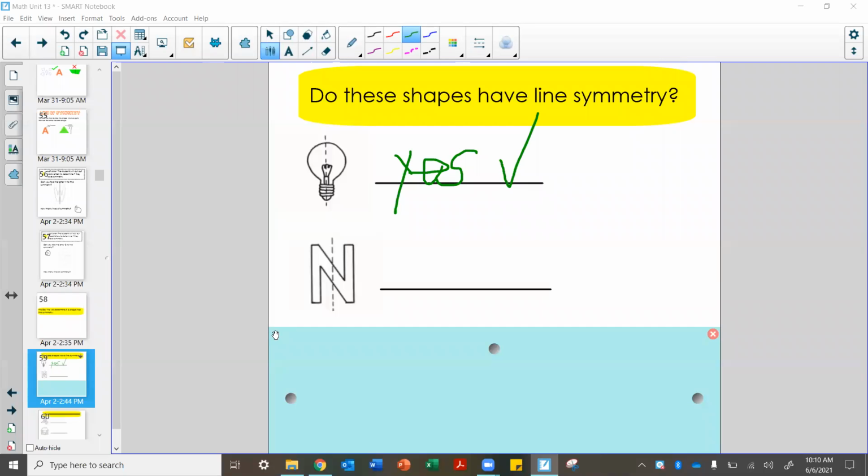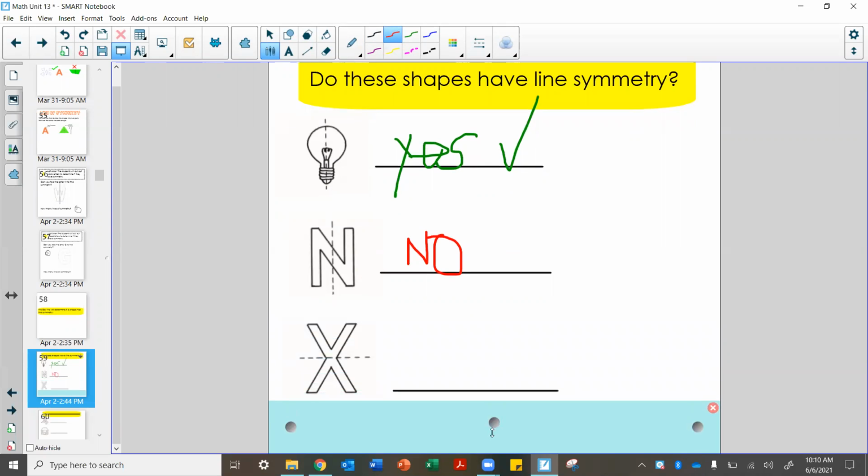Okay, so this one is a little tricky. The best way to think about this, if you had a cutout letter on a piece of paper and you folded it in half, would the two sides match up exactly? And these would not. So the letter N does not have a line of symmetry. So we would say no.